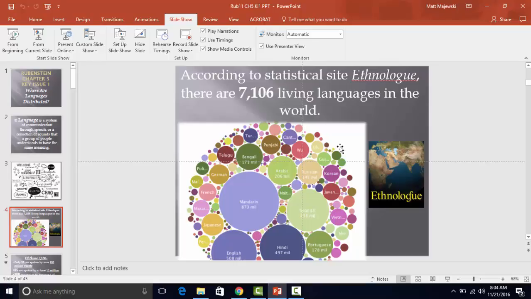All right. I think people are oftentimes surprised to see that, maybe not so much Arabic, but that Portuguese is up there as well. Remember, Portuguese is not only the language of Portugal, it's also the language of Brazil. Anyways, over 7,000 living languages around the world.